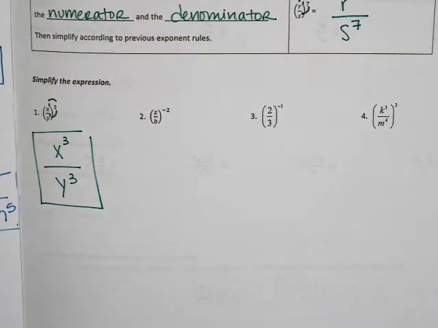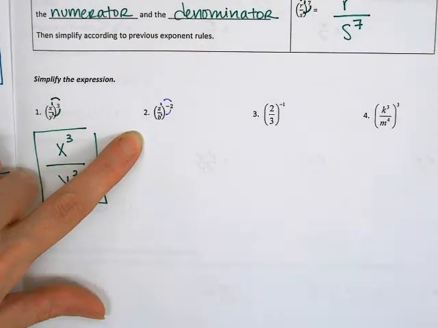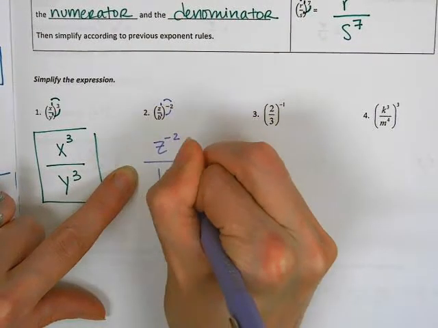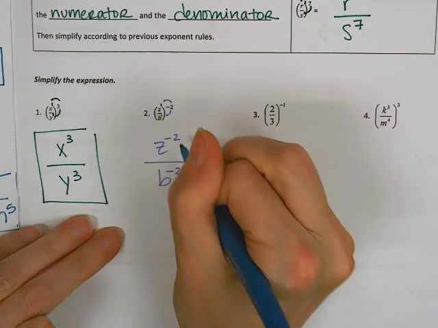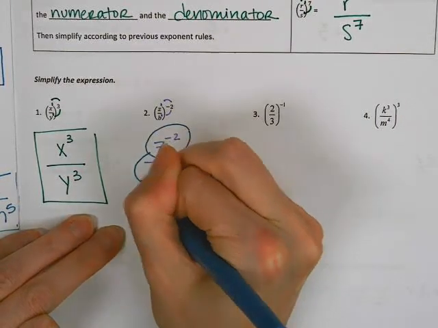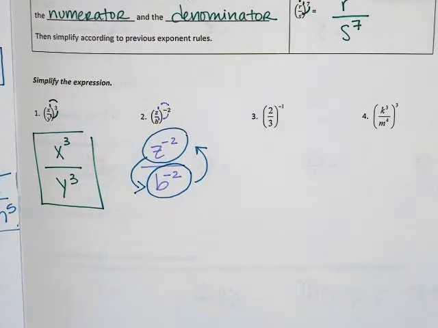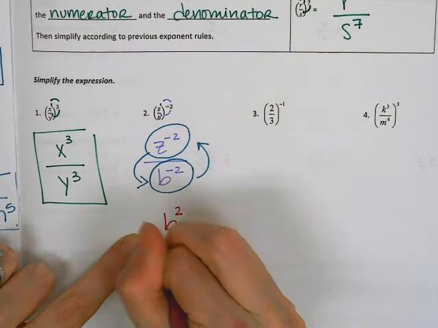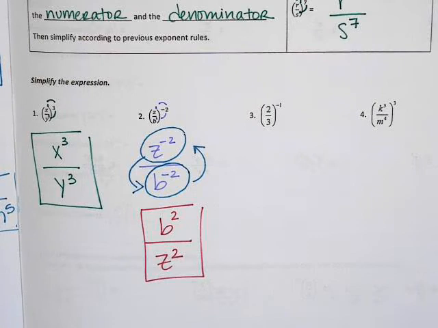All right, number 2, give them both 1s and distribute to both. So we have z negative 2 over b negative 2. But no negative exponents, so that means the z needs to drop and the b needs to go to the top. Since they're both negative, they just flip-flop. So final answer, the b squared is on top and the z squared is on bottom. And they become positive when you move them.